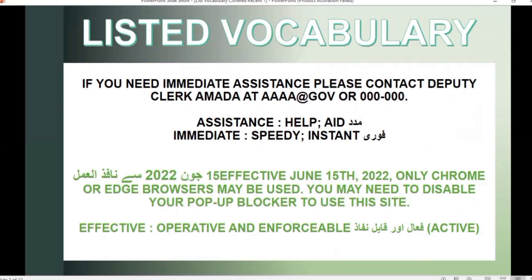Effective June 15, 2022, only Chrome or Edge browser may be used. You may need to disable the pop-up blockers to use this site.